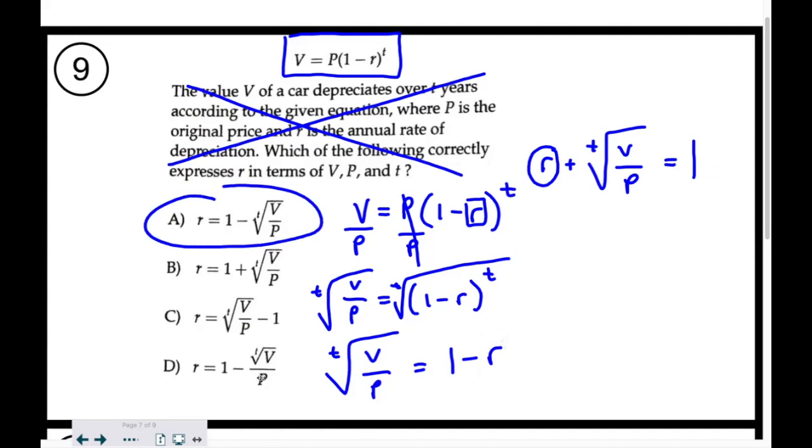D looks pretty close, but D made the mistake of not rooting the whole thing, or maybe dividing by P later when you should have done it first.